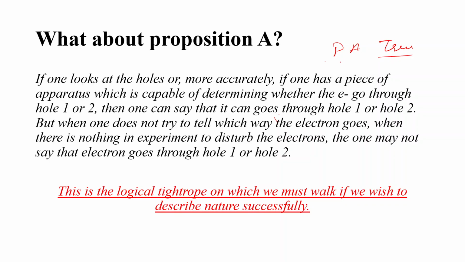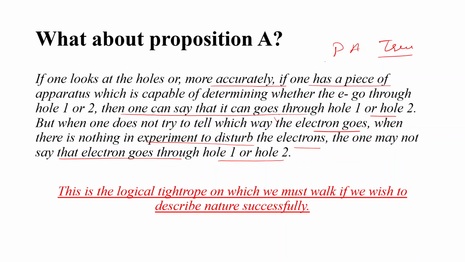If one looks at the holes, or more accurately, if one has a piece of apparatus which is capable of determining whether the electron goes through hole 1 or hole 2, then one can say that it goes through hole 1 or hole 2. But when one does not try to tell which way the electron goes, when there is nothing in the experiment to disturb the electrons, then one may not say that the electron goes through hole 1 or hole 2.